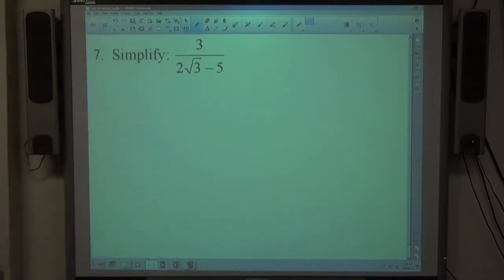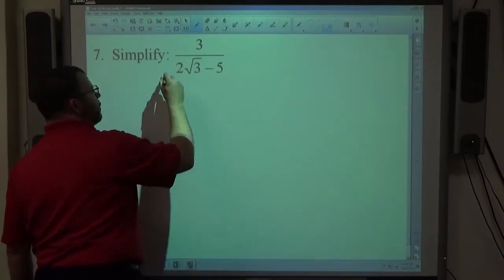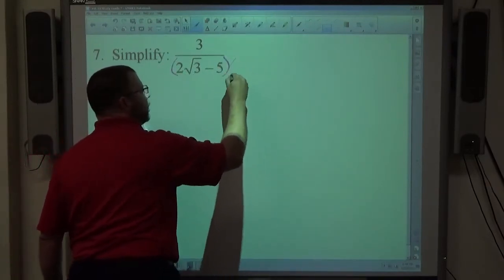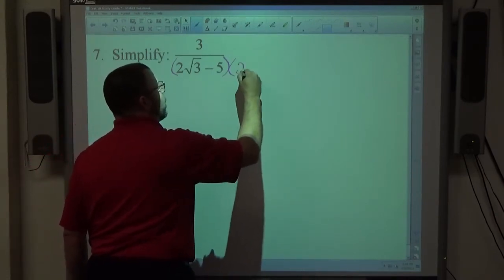Number 7, simplify. You'll notice here that we have a binomial radical denominator, and the fix for a binomial radical to make the denominator a non-radical expression is to multiply by the conjugate.